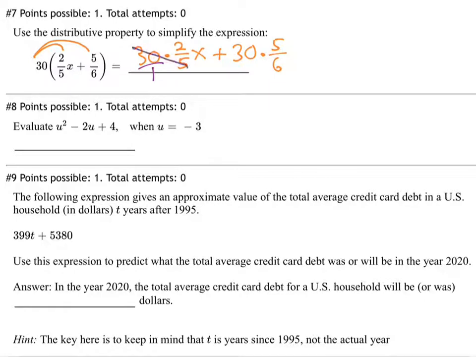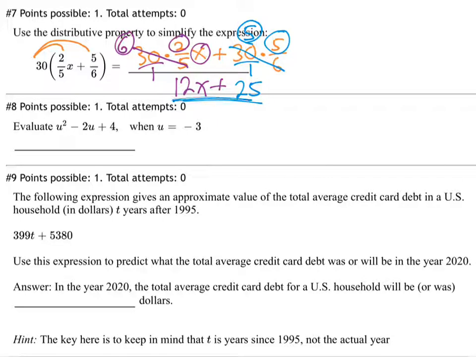But 5 goes into 30 6 times. They cancel out, and the 6 is left. 6 and 2 and x are left in the first spot, which is 12x. Good there for the first one. And then, same thing here, 30 over 1. And what happens? 6 goes into 30 5 times. 5 times 5 is 25. There it is.